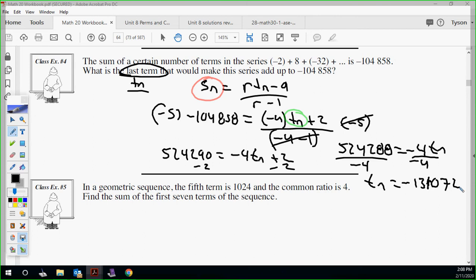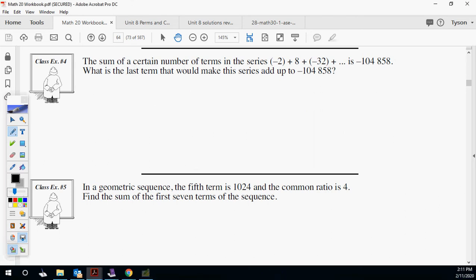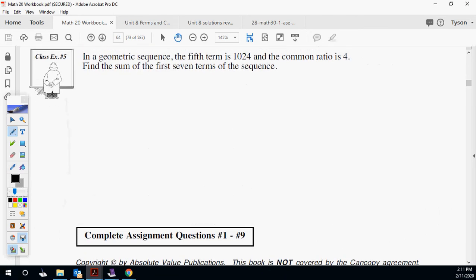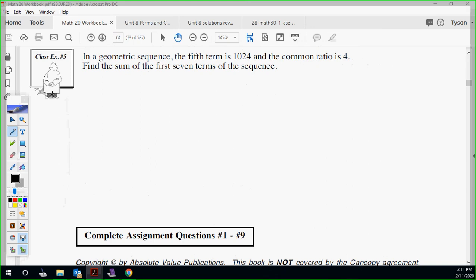Okay. All right. Let's go and do this last couple. We'll get a couple of those bouncing ball problems coming as well. But let's do this last one here for this page. All right. So geometric sequence. The fifth term is 1024. So let's just kind of write this down. So t of 5 is 1024. The common ratio is 4. Find the sum of the first 7 terms of the sequence. So we want to find s of 7 is what we're trying to figure out.